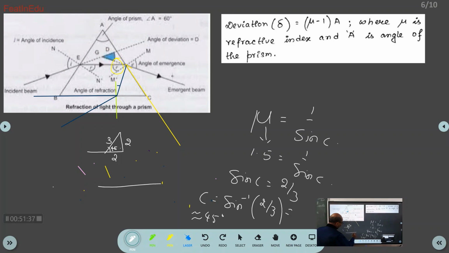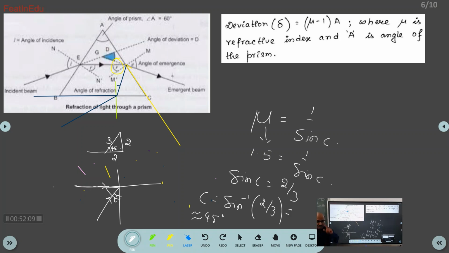If you have a layer like this and the incident ray is coming like this, this angle is the angle of incidence. So you are telling that it should be like this, then this angle of incidence is 90 degrees. Angle of incidence is 90 degrees. Now you see, your ray is traveling on the boundary.